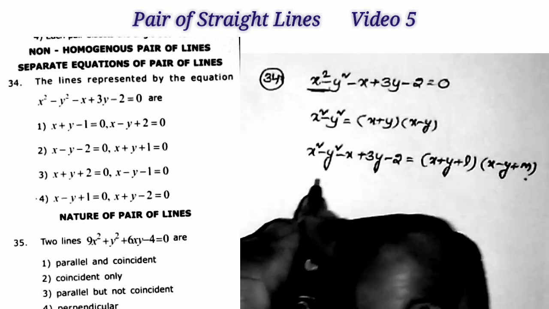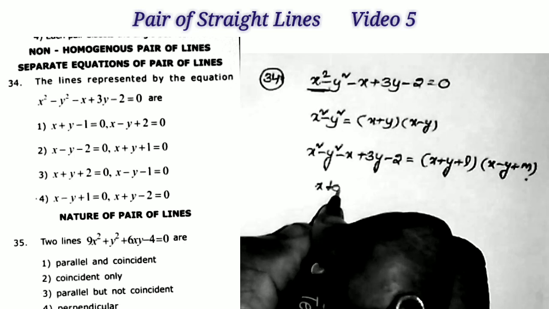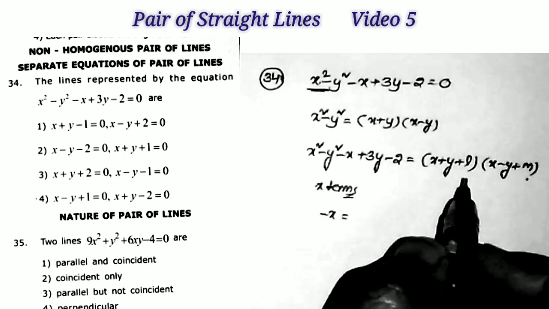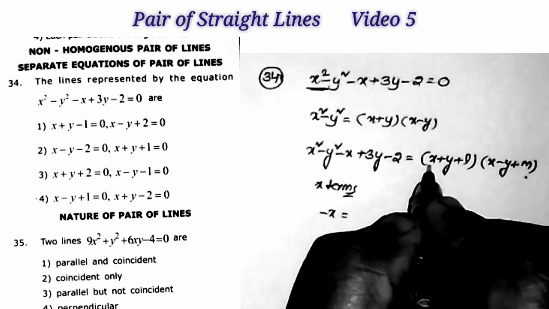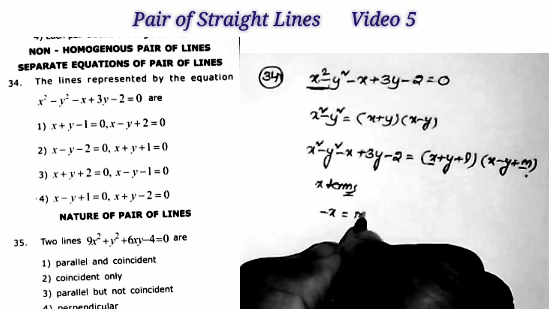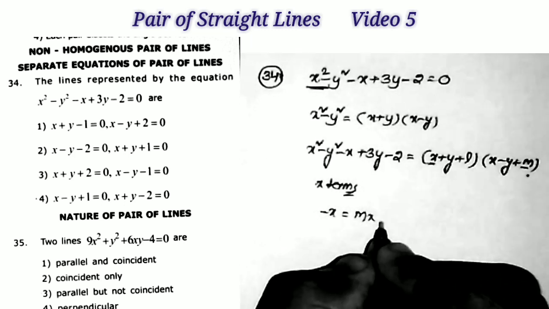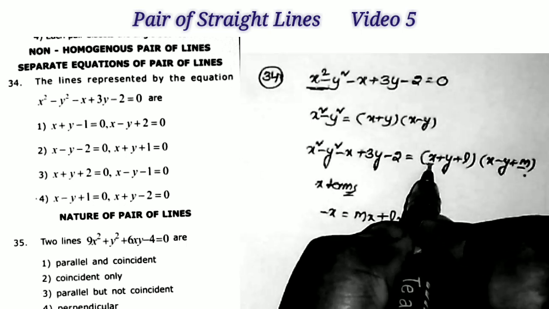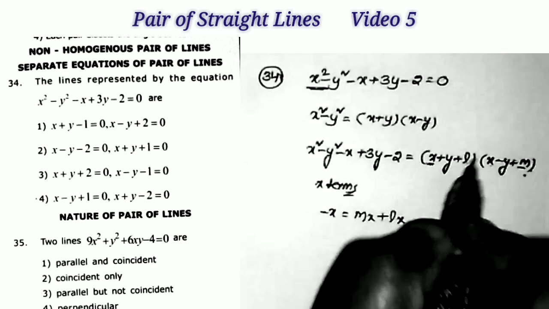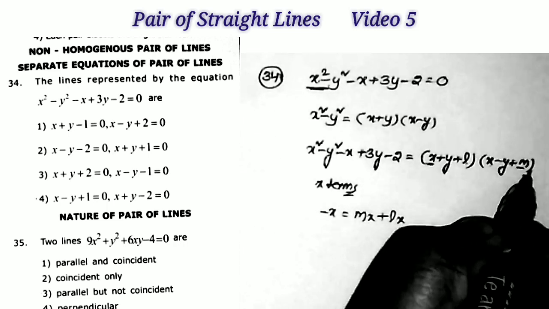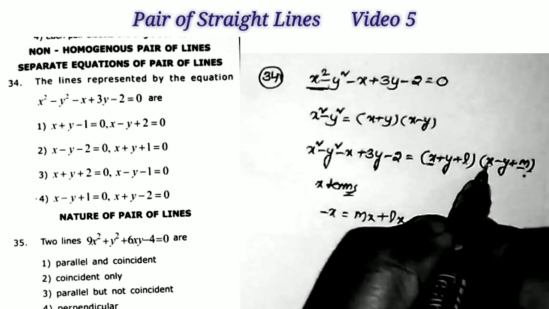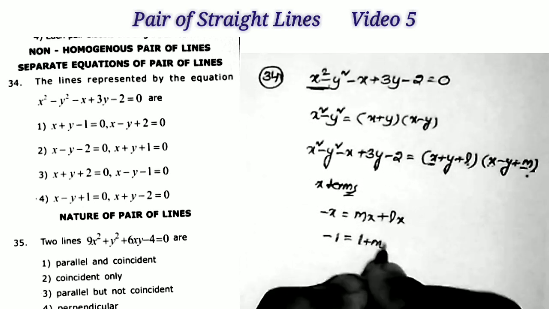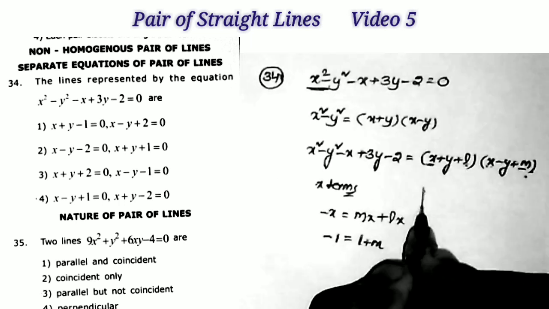First I take the x coefficient comparison. What is the x term on this side? Minus x. Now how to take the x term here? x into constant, that is mx, and x into constant, that is lx. That is, x in the first equation with the constant in the second equation, and x in the second equation with the constant in the first equation. Taking the x comparison, we get l plus m is equal to minus 1. This is the first equation.